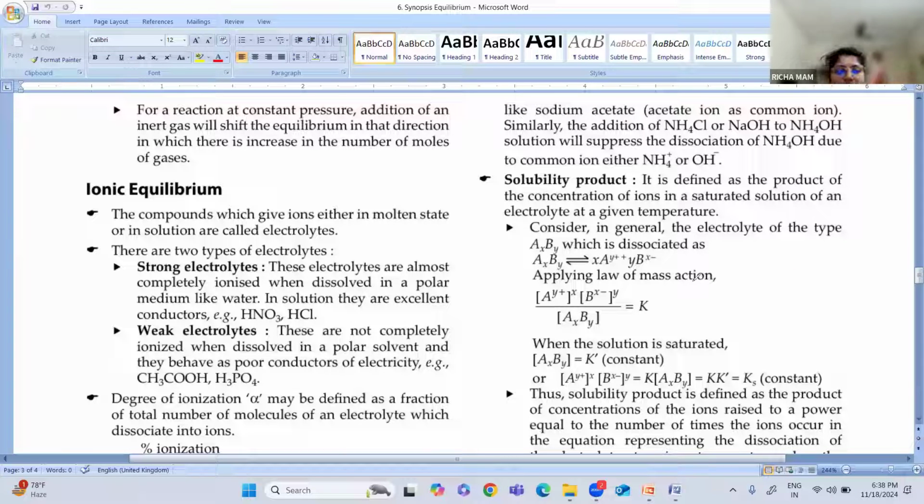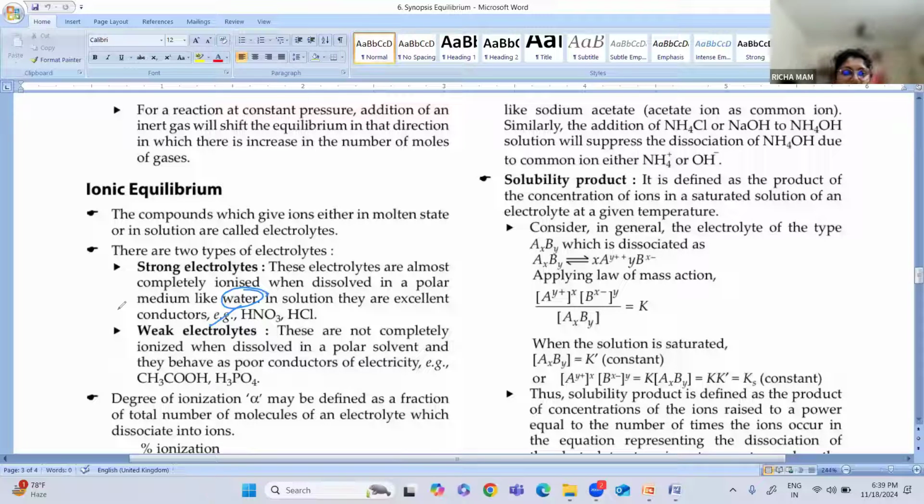So these electrolytes are completely ionized when you add them in a polar medium such as water, and in solution they are excellent conductors. They conduct in the water solution. Examples are nitric acid, HNO3, and hydrochloric acid, which are excellent strong electrolytes. What do we mean by strong electrolytes? When you add them, they get completely ionized in a polar medium such as water.